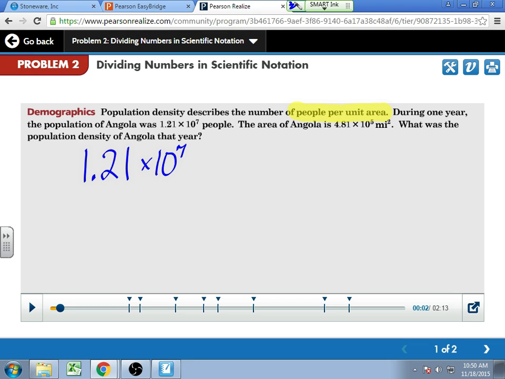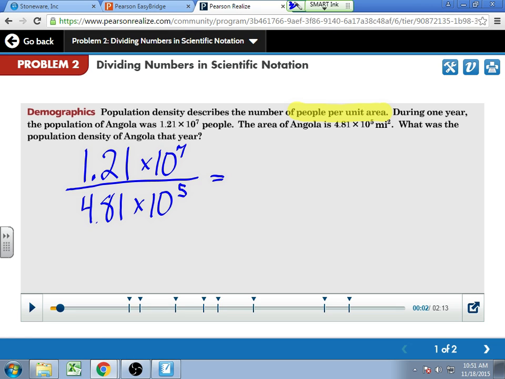1.21 times 10 to the 7th over 4.81 times 10 to the 5th. We break this up into pieces. Well, writing things down would help. You got the division written down? Okay, so what do we do next?